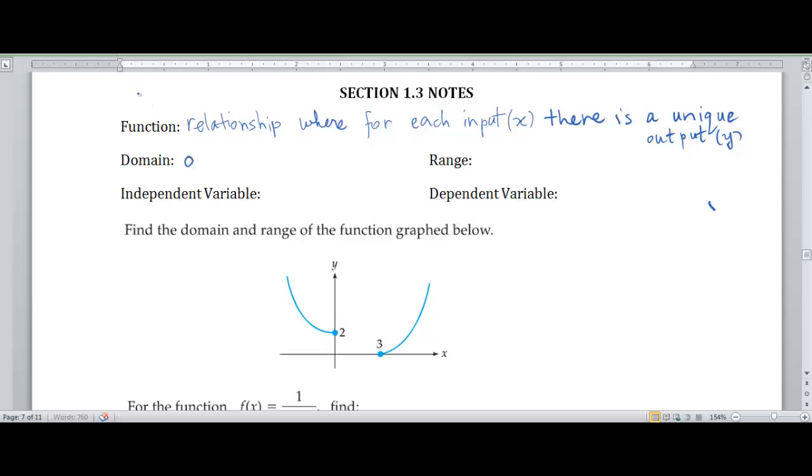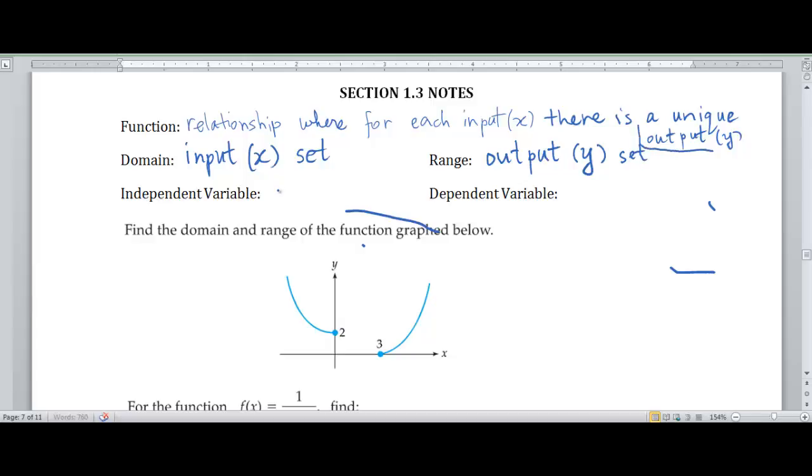What is the domain? The domain is all the input variables. Okay, all the x values. What is the range? The range is all the output variables, all the y values. Okay. The domain is the set of all inputs, and the range is the set of all outputs. The independent variable is the x variable, the input variable.